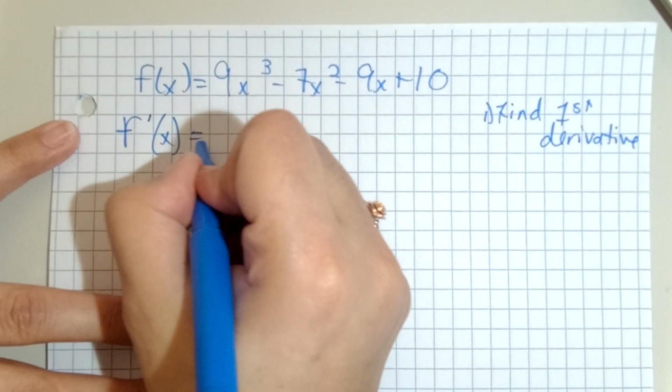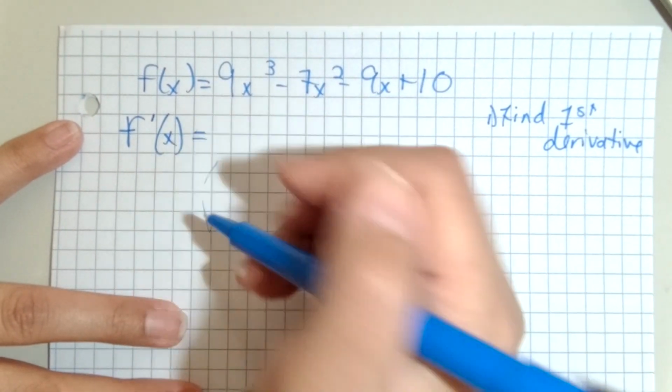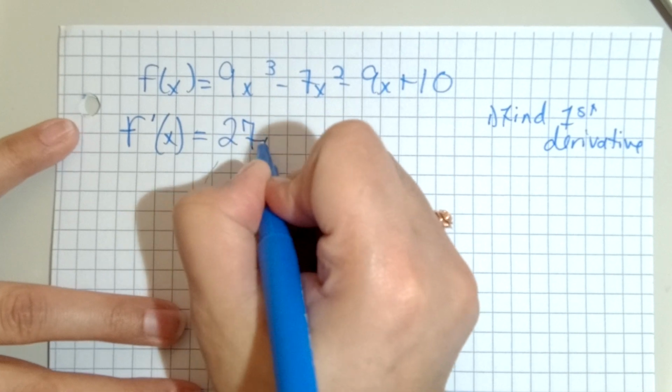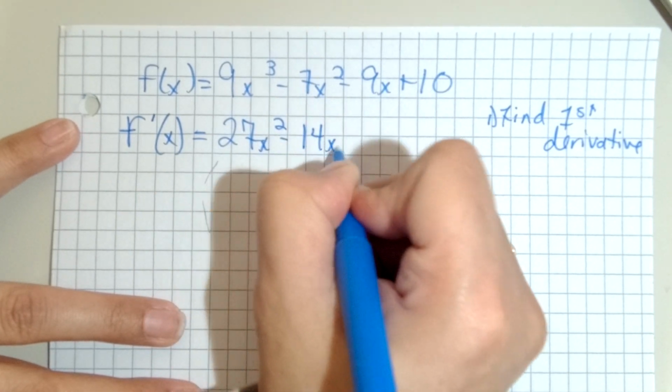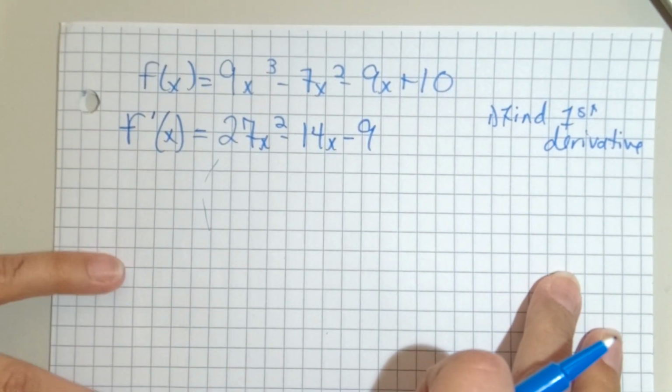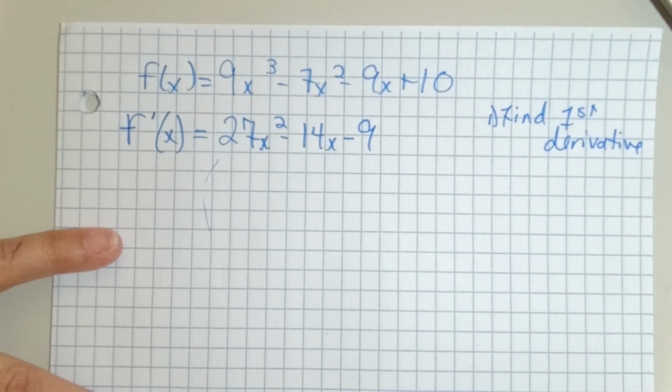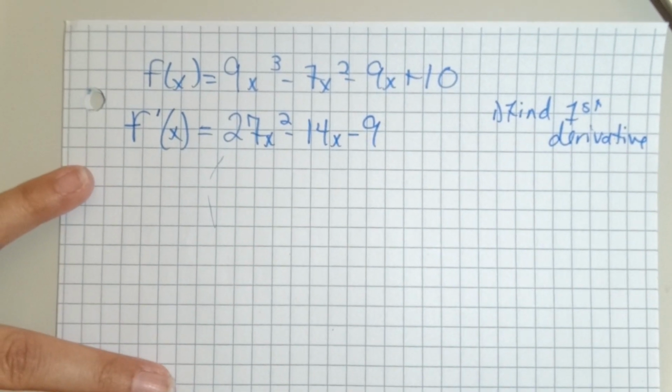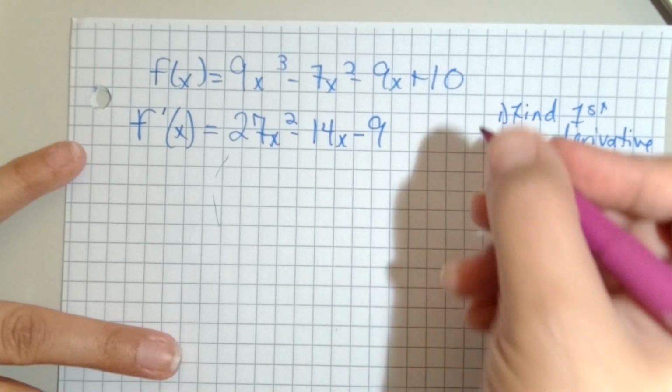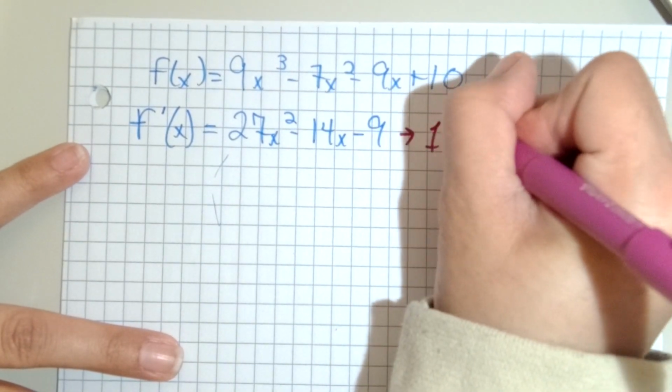So this is just power rule. I'm going to multiply and subtract 1. That gives me 27x squared minus 14x minus 9. Did I make a mistake, or is that right? No response. I'm assuming it's right. So this is the first derivative.